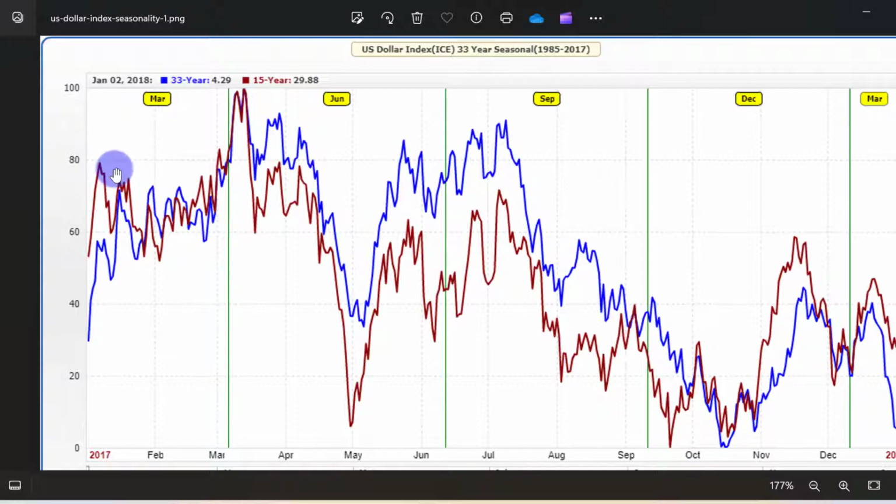The maroon line you can see here is indicating 15-year data, or the seasonal tendency for the dollar over a period of 15 years. This is what the dollar has been doing over time. And the blue line you can see here, the line chart, is indicative of 33-year data. So that tells you that when you see the dollar behaving in a particular way, we know that in the last 33 years the dollar has been behaving this way, and it will most likely behave the same way this year and the next year and the next year.